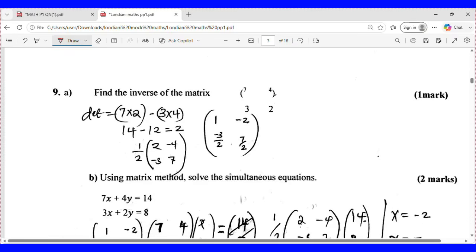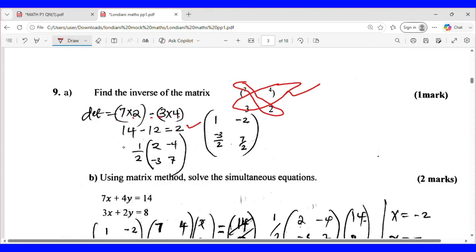Find the inverse. So to get the inverse of this, first you get the determinant. Our determinant is, you multiply this and this to give you 7 times 2, minus the second diagonal, which is 3 times this. You subtract, and you get our determinant is 2.